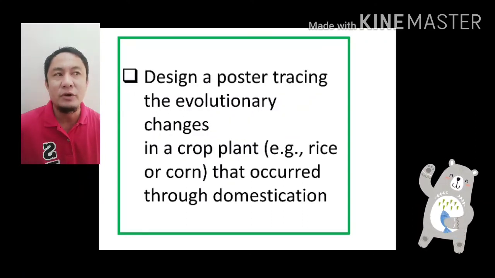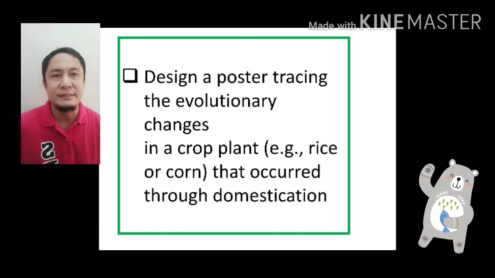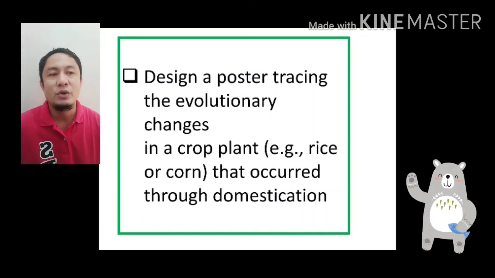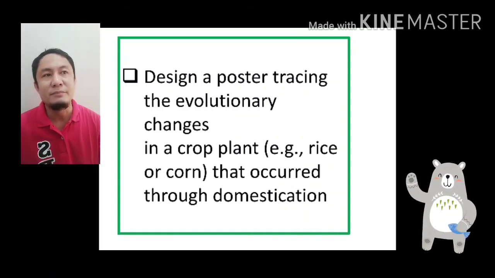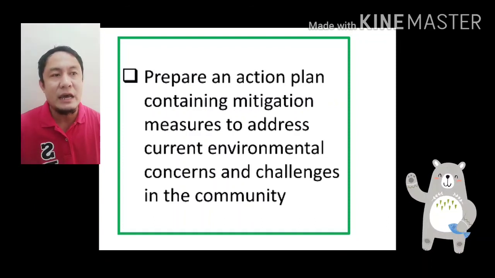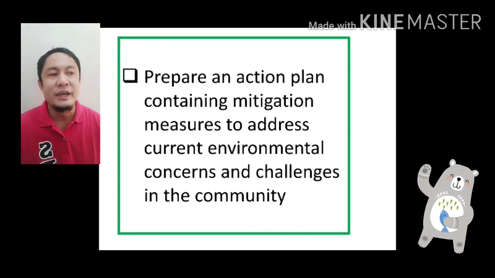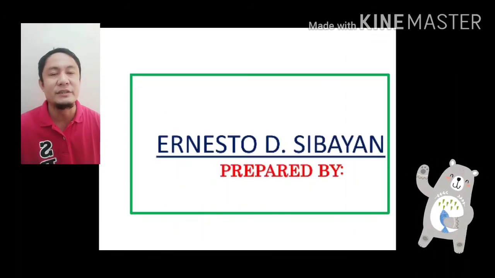Then design a poster tracing the evolutionary changes in a crop plant, example rice or corn, that occurred through domestication. Then prepare an action plan containing mitigation measures to address current environmental concerns and challenges in the community.